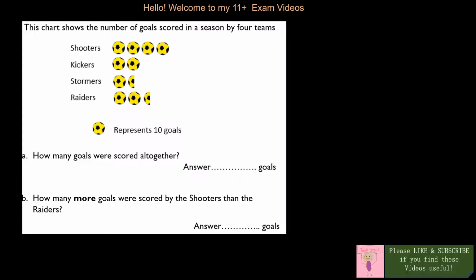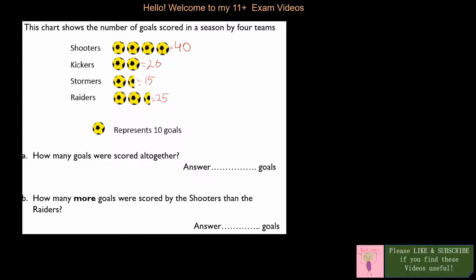Okay, the chart shows the number of goals scored in a season by 4 teams: shooters, kickers, stormers, raiders. One ball represents 10 goals. How many goals are scored altogether? So if one ball represents 10 goals, then there's 1, 2, 3, 4. 4 times 10. This is 40. This is 20. This is 15. 10 plus 5. This is 25.